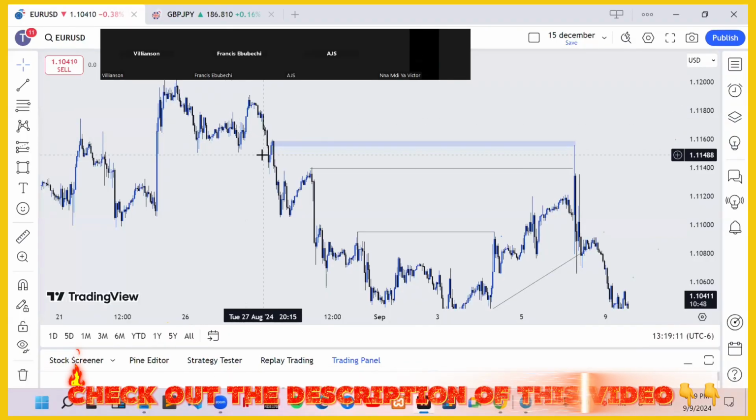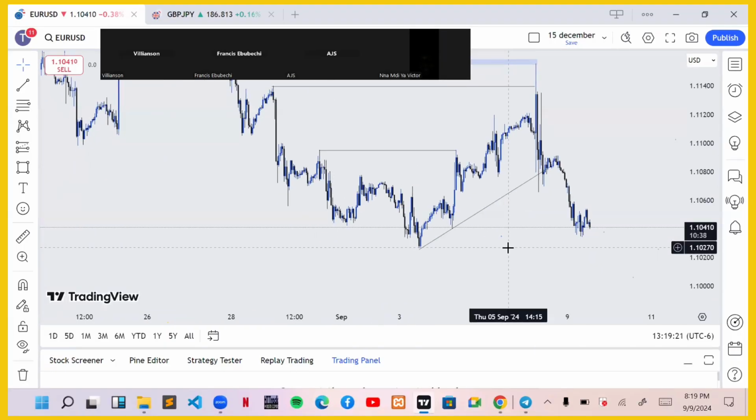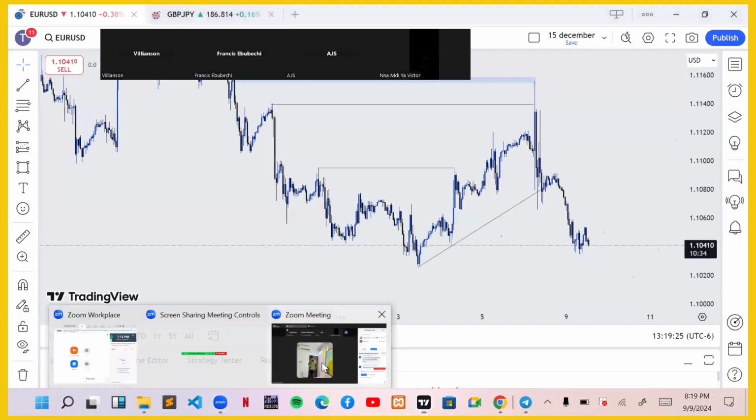Market block structure here. This is a block of structure. It broke this zone here and also broke this zone. This is the other block. This is the inducement. So that was why the EU buys failed, because the market was in a general downtrend.